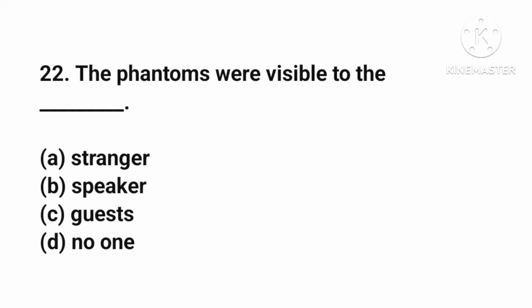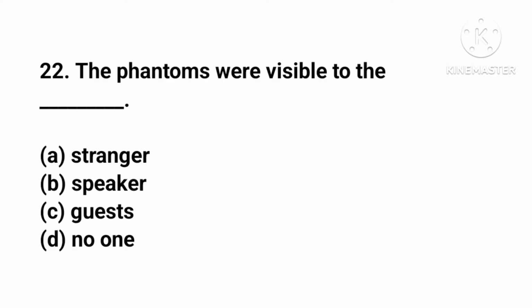Now question number 22. The phantoms were visible to the dash. Option A, stranger. Option B, speaker. Option C, guests. Or option D, no one. Right, the phantoms were visible to the speaker because he was aware about the past events of the house.